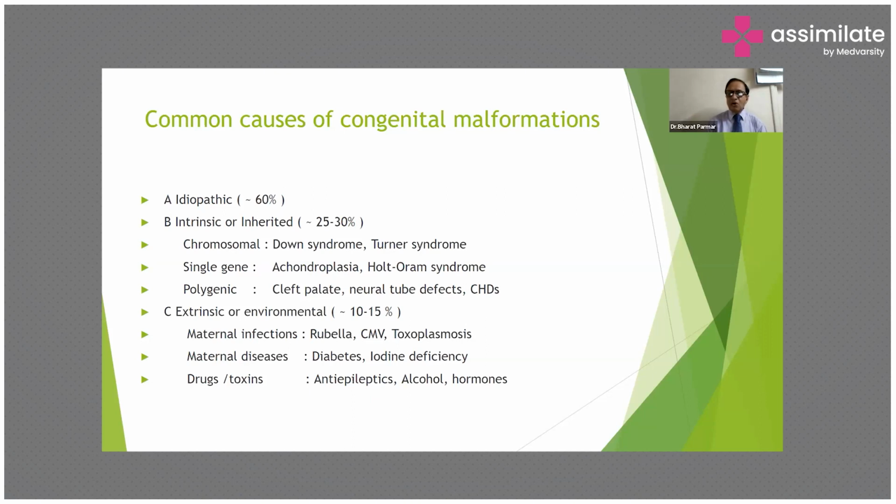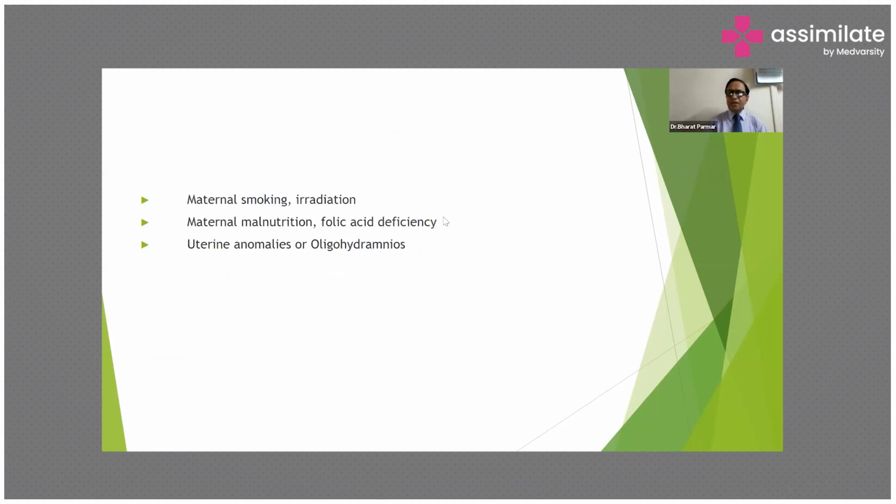Extrinsic environmental causes lead to congenital anomaly in 10 to 15%. There is maternal infection: rubella, cytomegalovirus, and toxoplasmosis. Maternal disease: maternal diabetes and iodine deficiency. Drugs and toxins during pregnancy: anti-epileptic drugs, alcohol, and hormones. Maternal smoking and irradiation also result in neonatal congenital anomaly. Also maternal malnutrition and folic acid deficiency lead to NTD, the neural tube defect, and also lead to uterine anomalies and oligohydramnios.